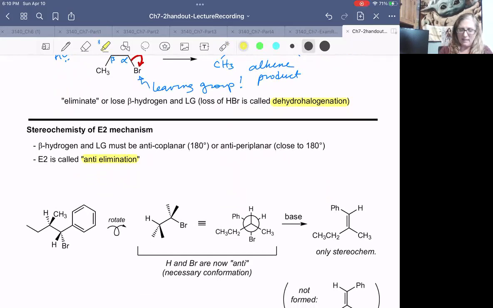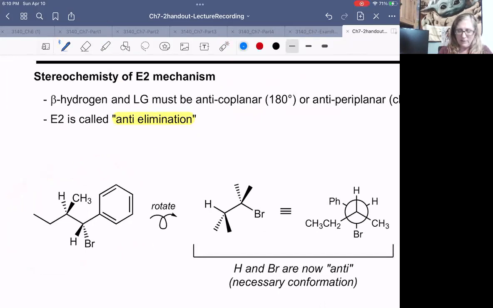Okay, if we take a look at the substrate that we're doing right now, if we wanted to do an E2 on this alkyl halide, if we take a look at our leaving group, here's our leaving group, and do you see a beta hydrogen? So on an adjacent position, this carbon does not have any hydrogens, but this carbon does. It has only one. So these are the two groups that we're going to be eliminating. We want to lose HBr. And right now, those two groups are not anti to each other. H and Br are not anti.